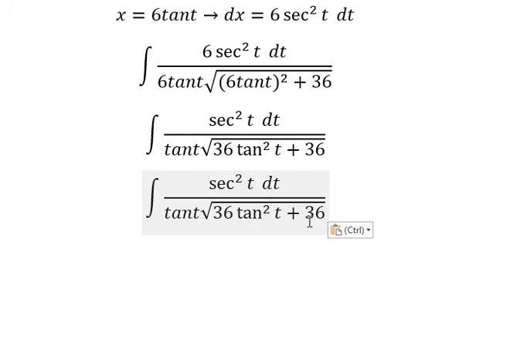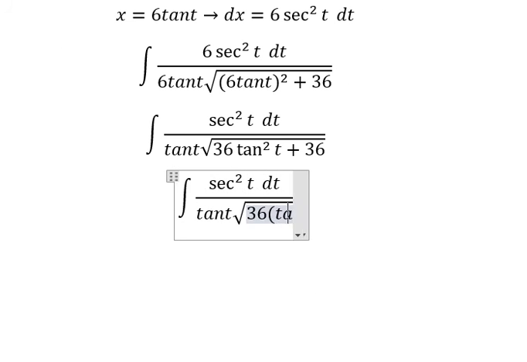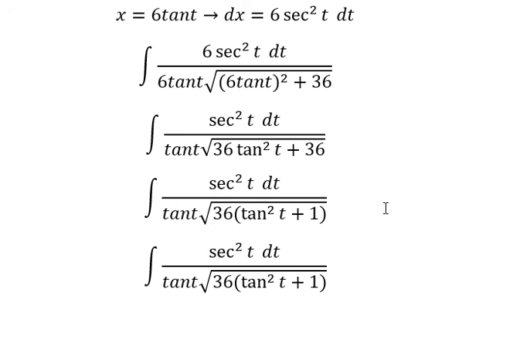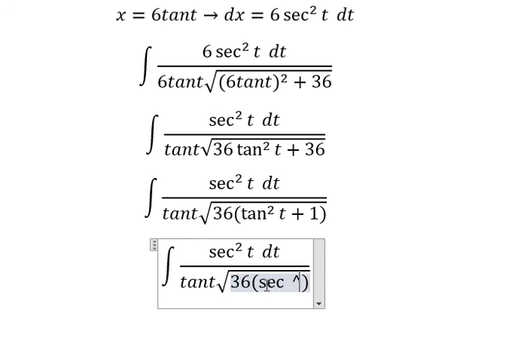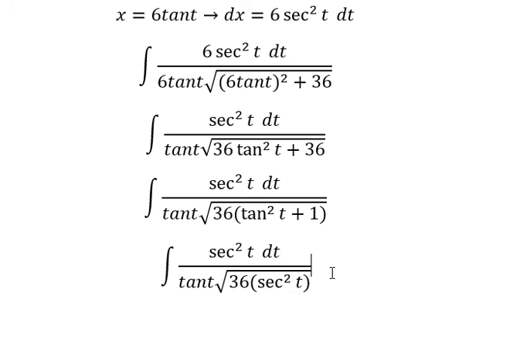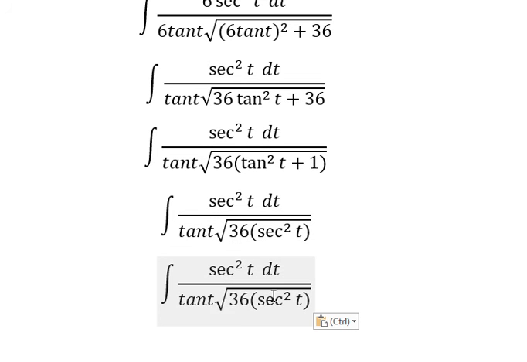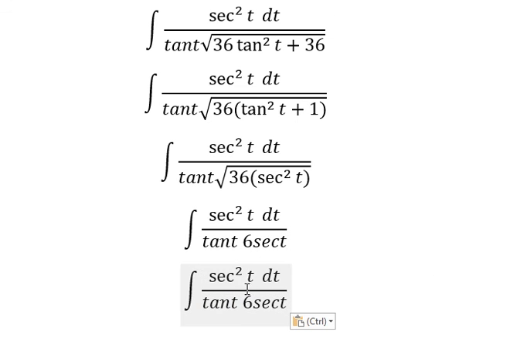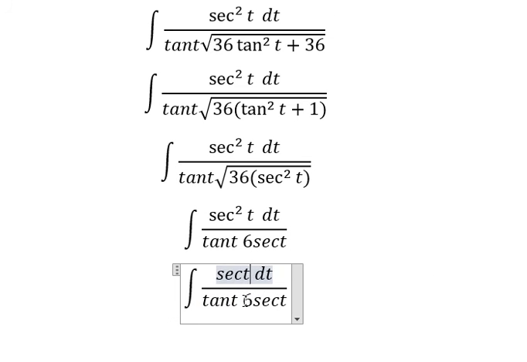36 we can do factorization. Tan t squared plus 1, we get secant of t squared. The square root of this one, you get 6 secant of t. Now, secant of t, we simplify. And now I will put number 6 going here.